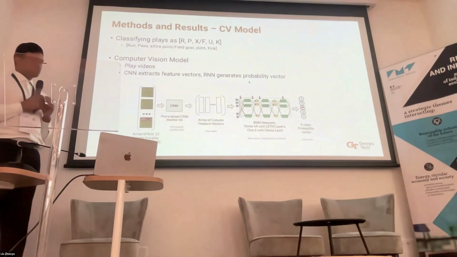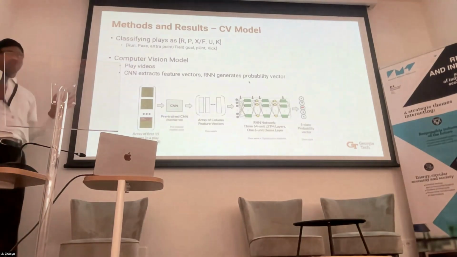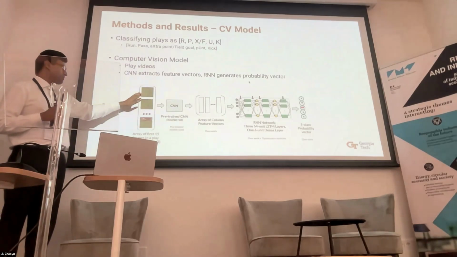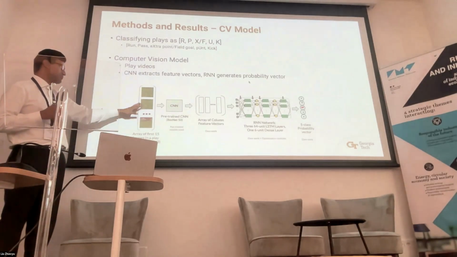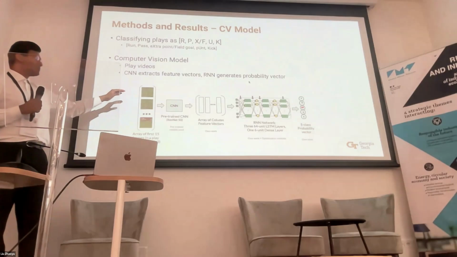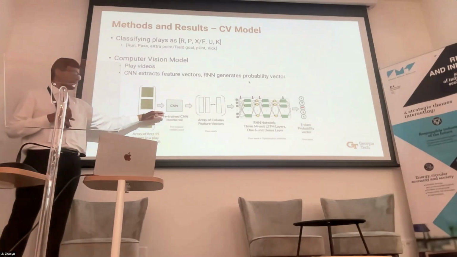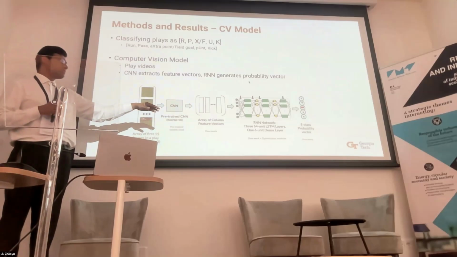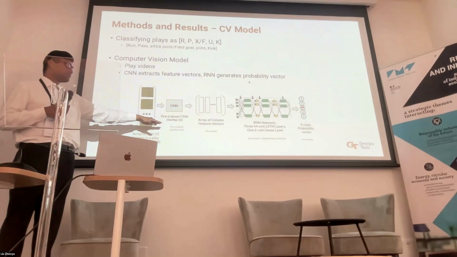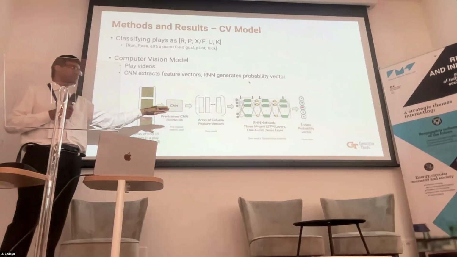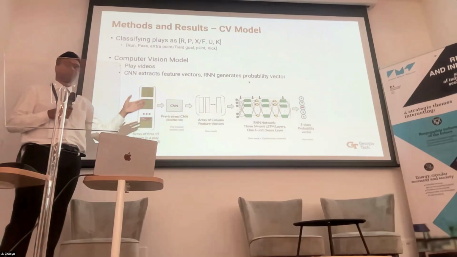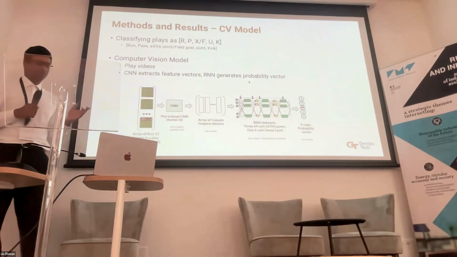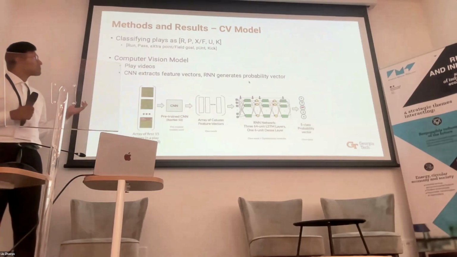So the methods and results: the whole point of this research was to pass in video footage. Here you can see the frames for the first few seconds of the game. These were passed to a pre-trained CNN, a convolutional neural network, and the results were then passed on to a recurrent neural network, which output a probability vector containing 5 different categories: run, pass, extra point, punt, and kick.